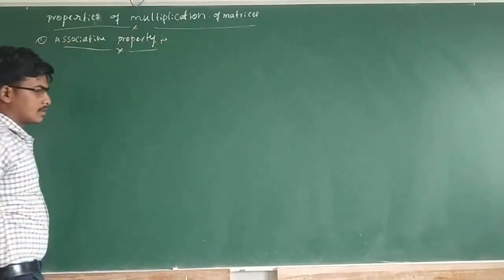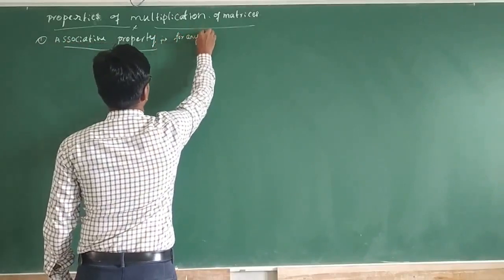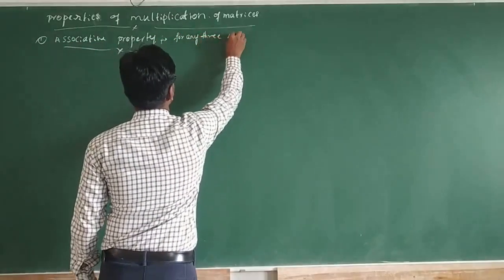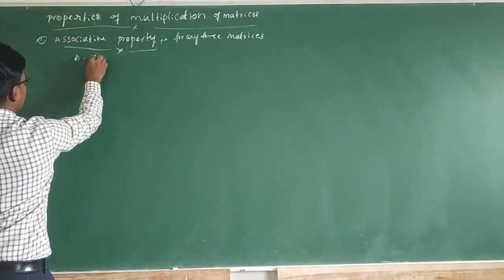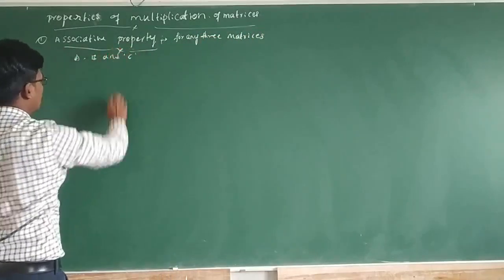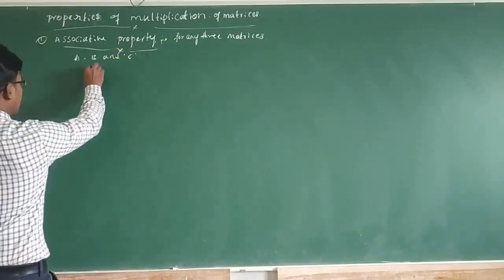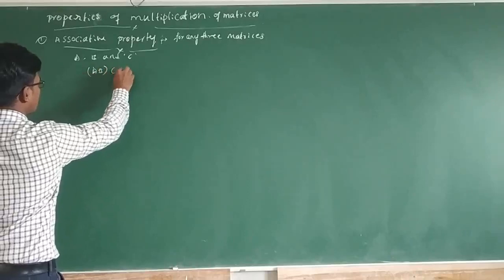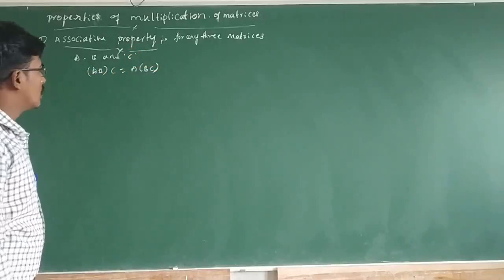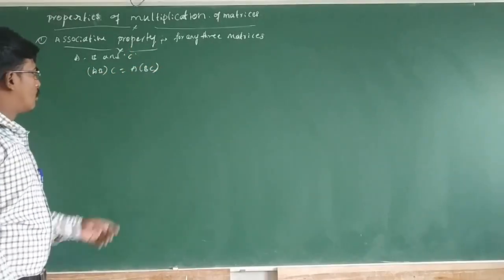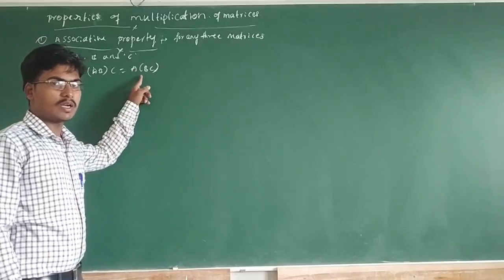Associative property. For any three matrices A, B and C, the associative law for multiplication of matrices is: AB of C is equal to A of BC, when both sides of the equality are defined.